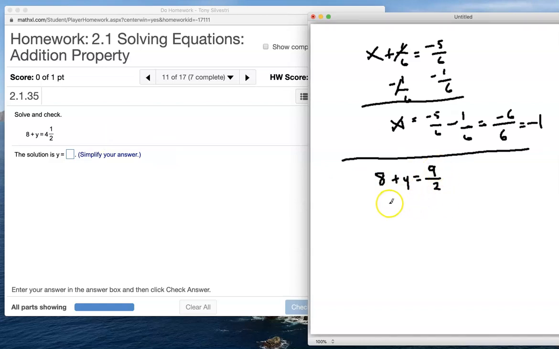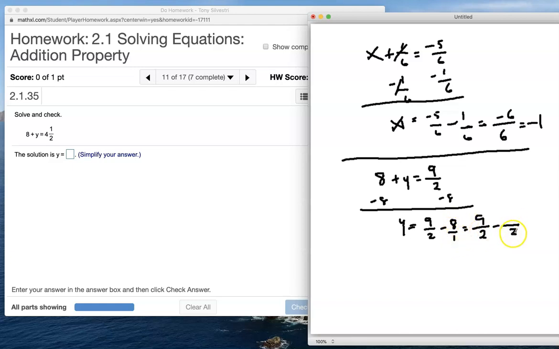Now, what I'm going to do is subtract 8 from both sides. y equals 9/2 minus 8. Since I'm dealing with fractions, you might as well represent the 8 as a fraction, 8 over 1. You can't do the problem unless you have a common denominator. You have to have the same denominator. The lowest common denominator would be 2. This fraction already had the common denominator. Now this fraction has to change.